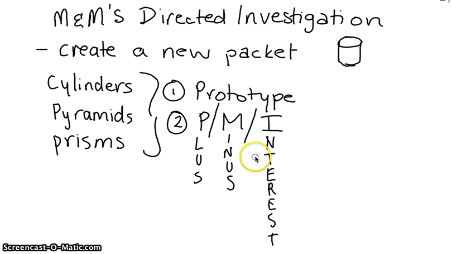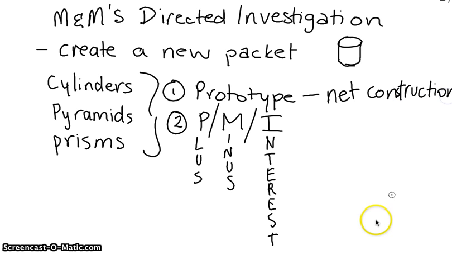So you'll be asked to make a prototype. What is a prototype, Sean? Like a rough one. Yeah, a bit of a rough version, that's right. This will involve, obviously, net construction. Net construction is on a piece of paper, and then you'll just create it, all right?